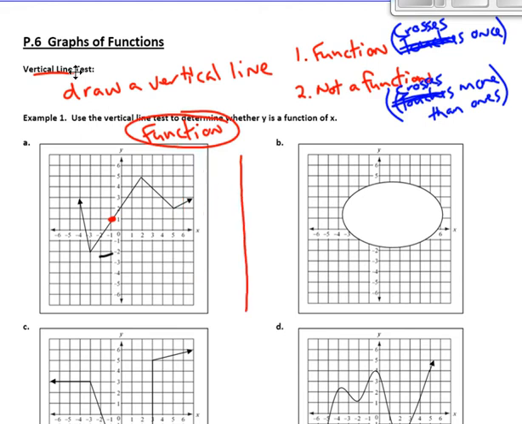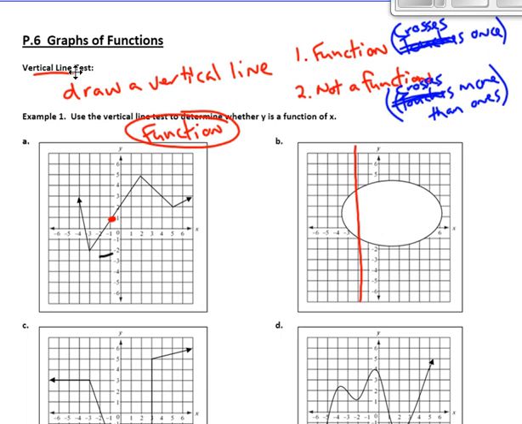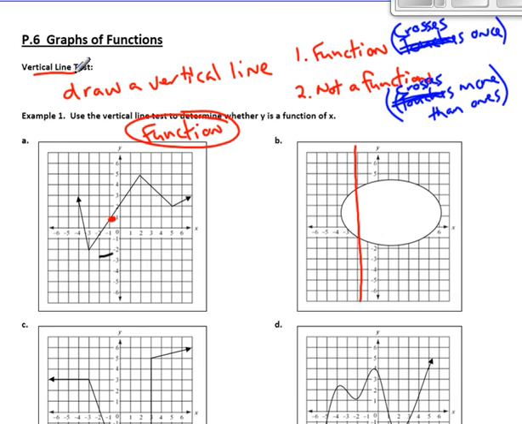If I were to take that same vertical line and come over here to this oval shape, I'm going to follow along with that vertical line, and we can already clearly see that this is touching in two different places, right here and right here. It's already touching in two places. Anytime that happens, then this becomes not a function.